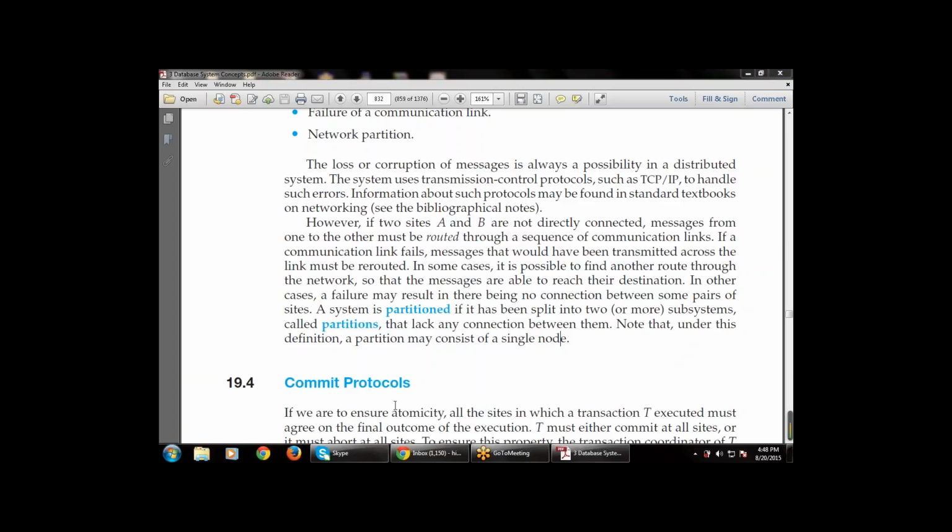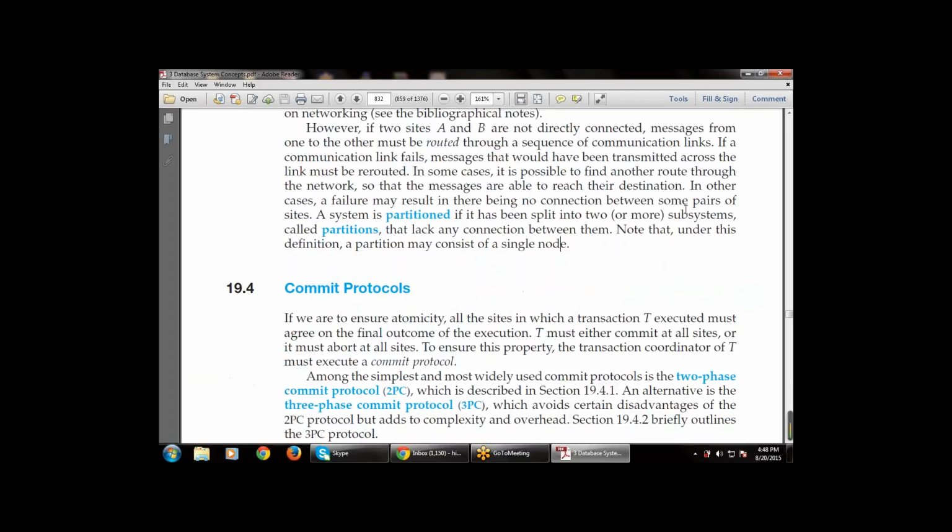Next is the commit protocol, that is, what are the various commit protocols used in a distributed database management system. If we are to ensure atomicity, all the sites in which a transaction T executed must agree on the final outcome of the execution.